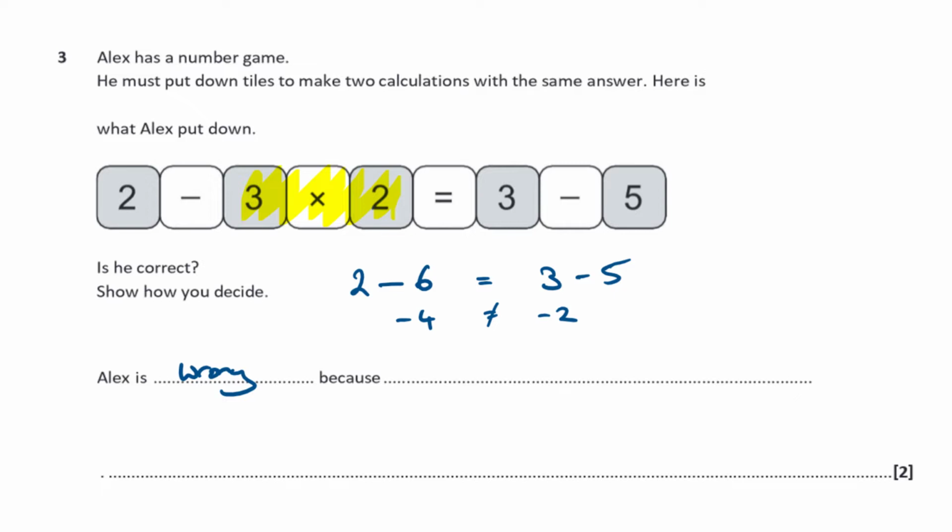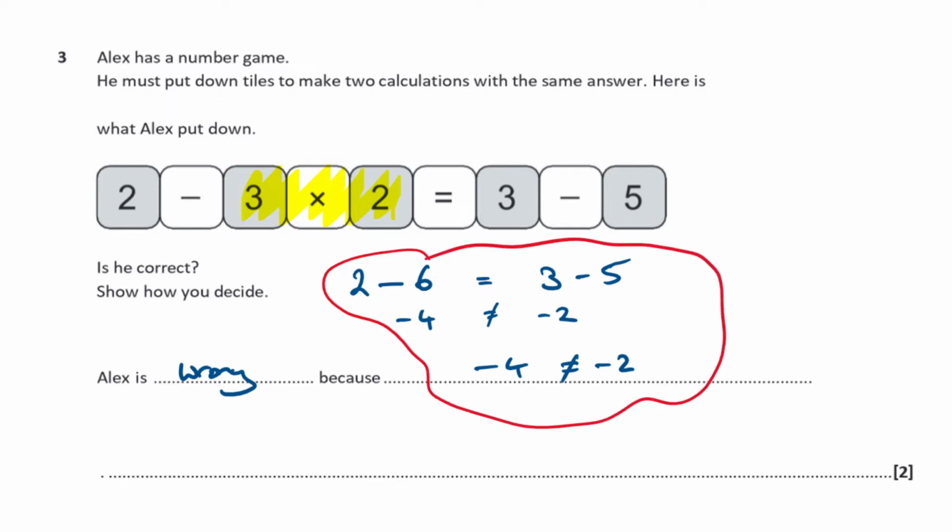Because negative 4 does not equal negative 2. Okay. Now there's quite a lot of lines there. You don't have to fill them all up, and actually you don't even have to use words. This is mathematical reasoning here. I haven't used any words at all really, but that's fine. You know, maths is a language, and in this case I think that is perfectly adequate for this question.